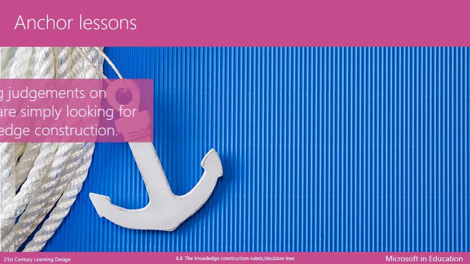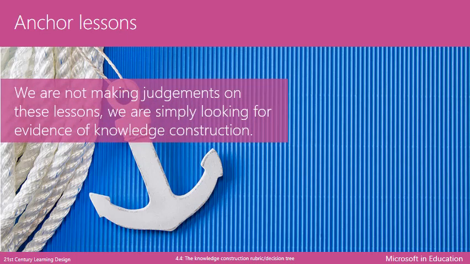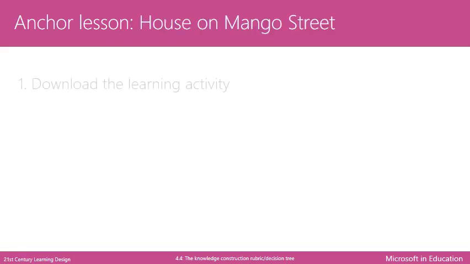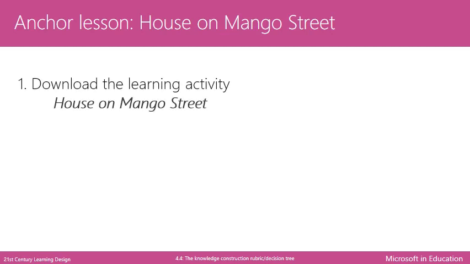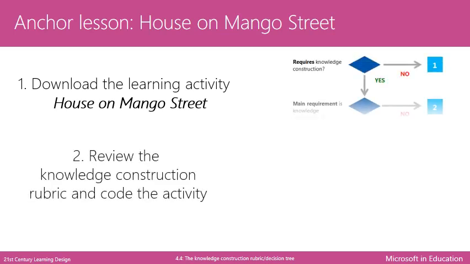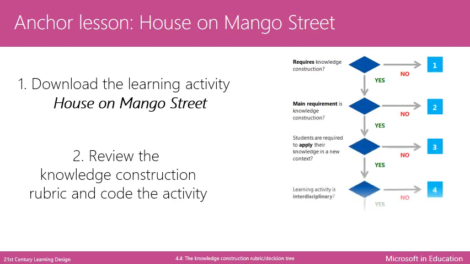We are not making judgments on these lessons. We are simply looking for evidence of knowledge construction. Remember, these are not scores, but codes, which describe the type of knowledge construction present in the learning activity. To begin, please download the learning activity entitled House on Mango Street. When you've done this, carefully read it. Then, make a decision about the level of knowledge construction that you find in the learning activity.